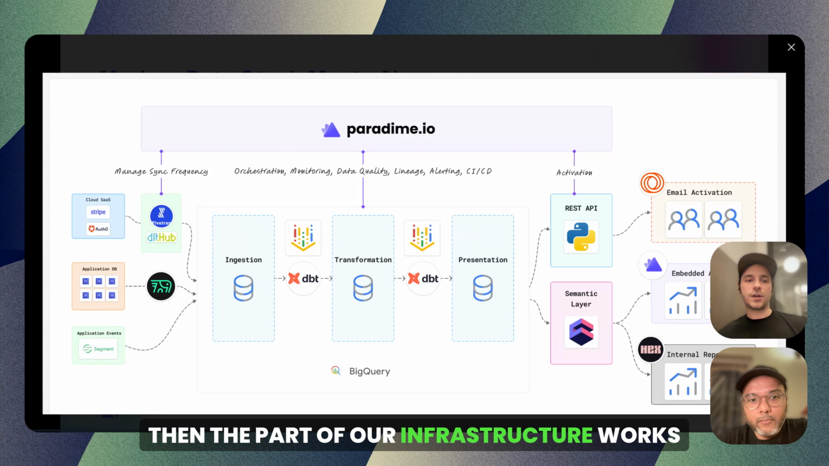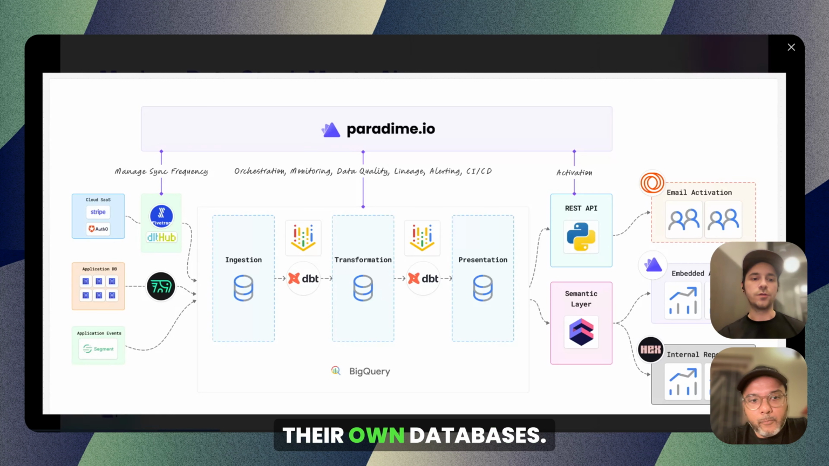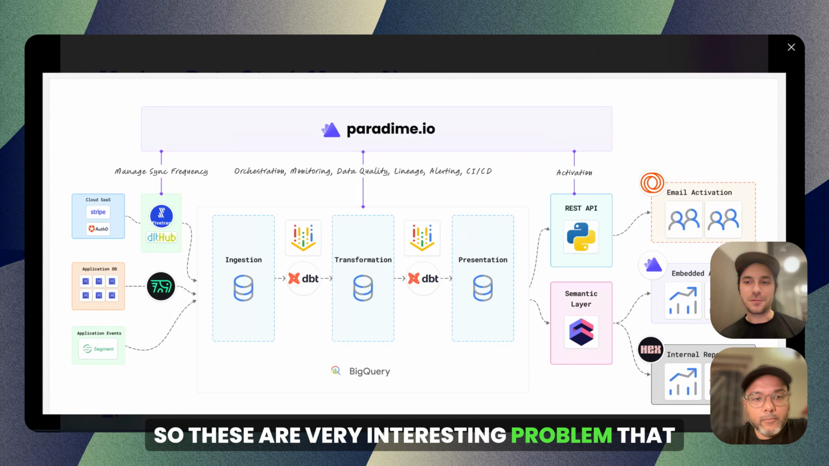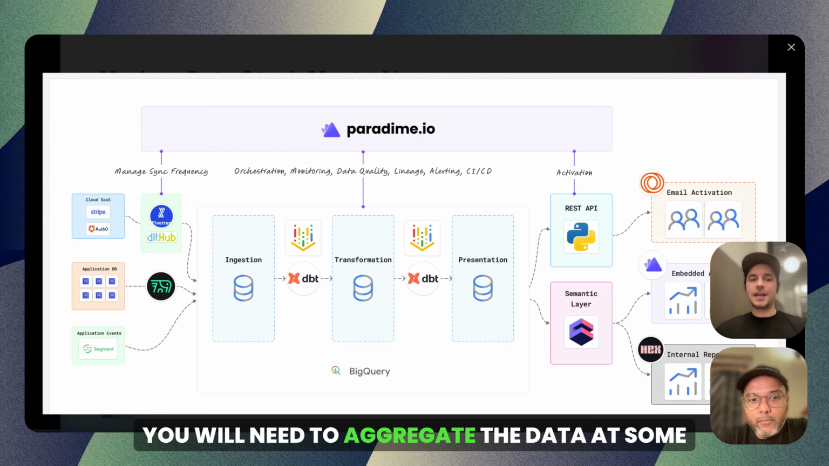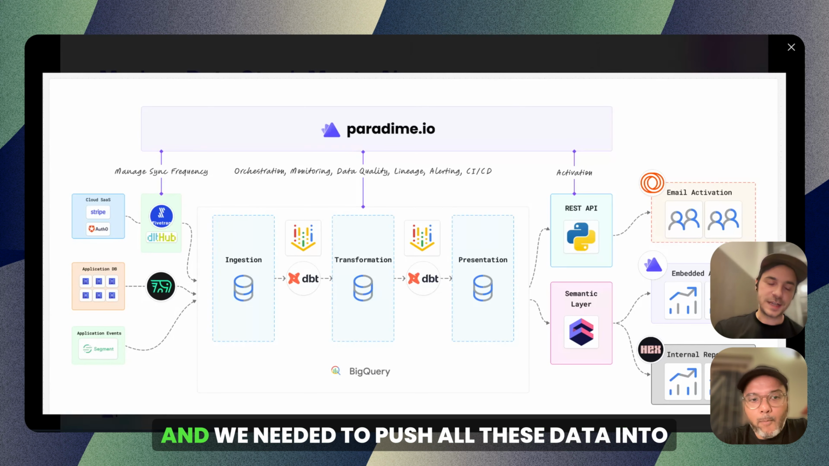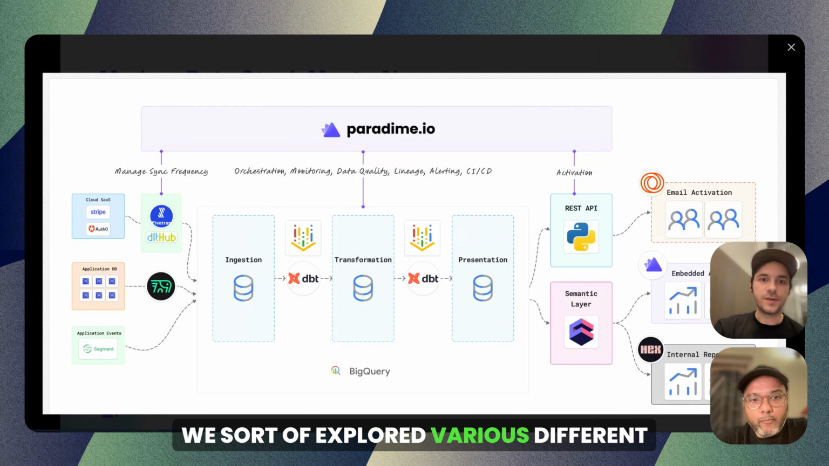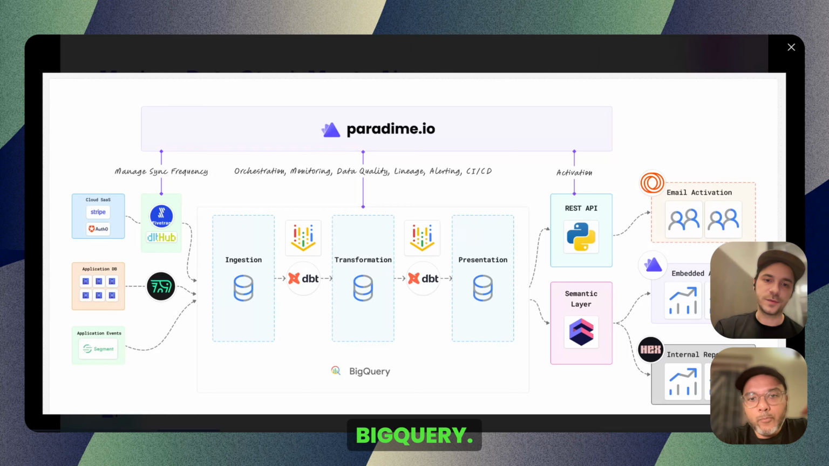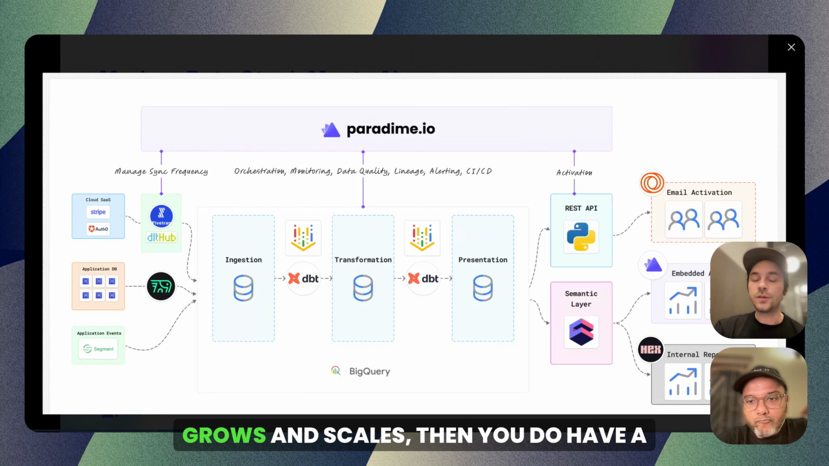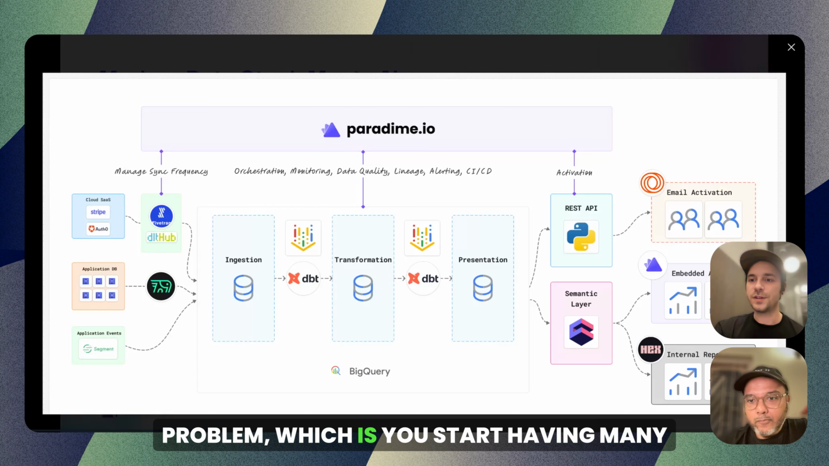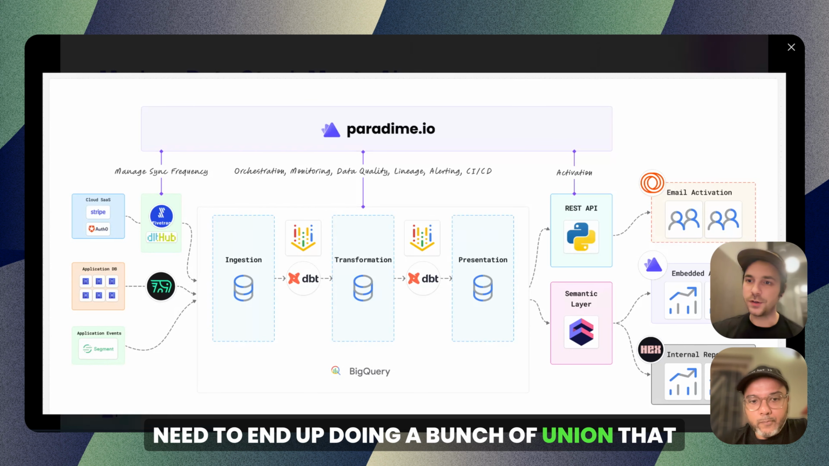The Paradime infrastructure works in a way that each of our customers gets their own database. So this is a very interesting problem that we had to solve, because you need to aggregate the data at some point for various different metrics. And we needed to push all this data into BigQuery. We explored various different techniques, like data transfer from RDS to BigQuery. It didn't work out well in the end. As your customer base grows and scales, you start having many datasets, one dataset per customer. You end up doing a bunch of unions that you don't want to do.